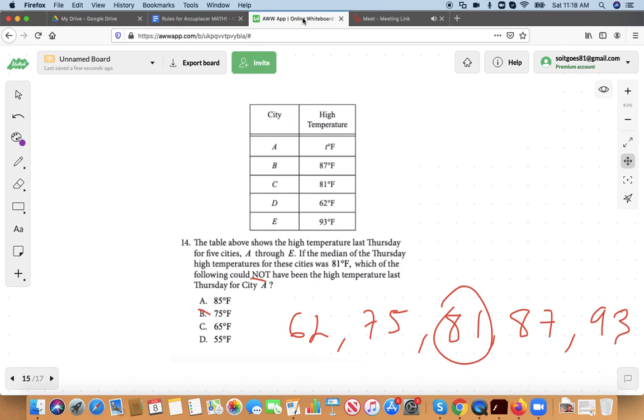And if we plugged in C, we're just replacing 75 with 65, but it fits in right there. That gives us a median of 81 again, so it's not C. And if we test 55, we're just getting rid of the 65 and plugging in the 55 before 62. That still gives us the median of 81. So it's not D. We can confirm it's A. Any questions about that? No. Okay.